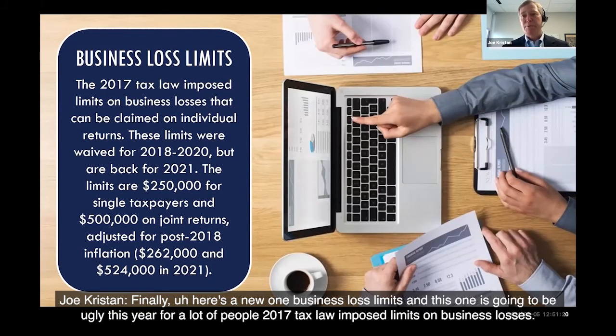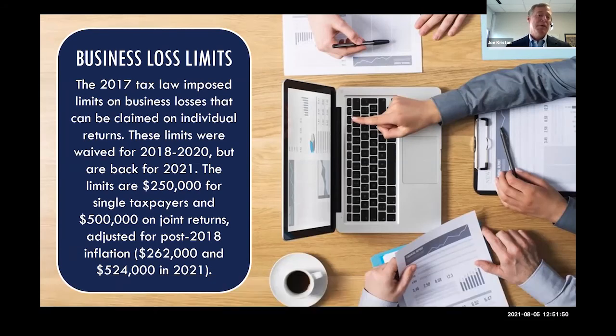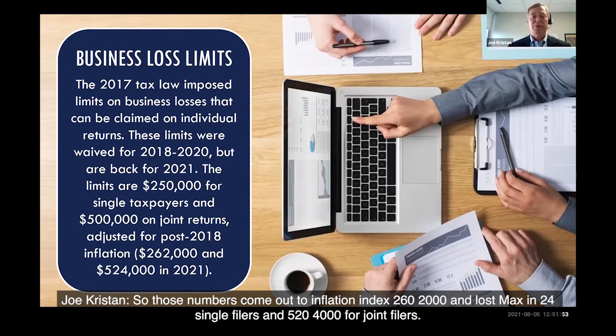Finally, here's a new one, business loss limits. And this one's going to be ugly this year for a lot of people. 2017 tax law imposed limits on business losses that clear all these other hurdles when you do an individual return. They were waived, as I mentioned, for 2018 through 2020, but they're back for 2021. The limits are $250,000 for single taxpayers and $500,000 on joint returns adjusted for post-2018 inflation. So those numbers come out to inflation indexed $262,000 loss max for single filers and $524,000 for joint filers.